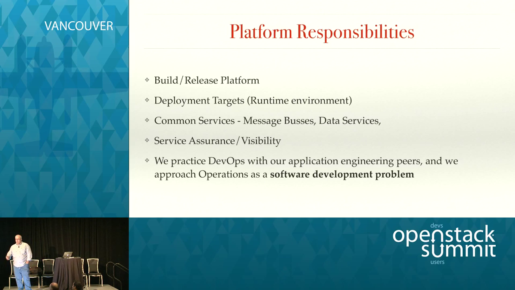So my team is responsible for the build release environment. The whole build test environment is managed by my team. Running the deployment targets, where we actually deploy the applications to. I'll talk about that a lot in a couple slides. Common services, message buses like RabbitMQ, data services like Cassandra, Riak, Redis, Postgres, a variety of other things. We're also responsible for the service assurance layer. How do I monitor, manage, make sure all this stuff is still running?